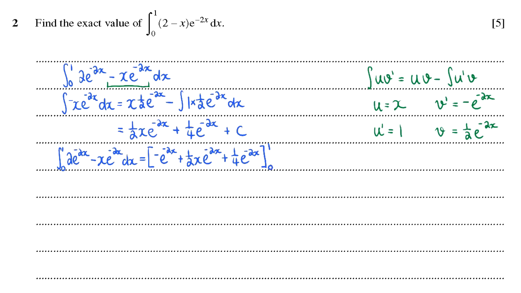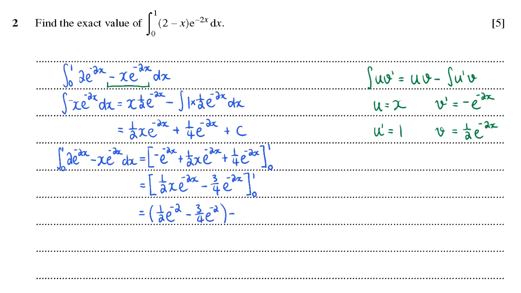It probably would be good to simplify before we substitute. So let's put the e to the minus 2x terms together. We'll leave the x out on its own. That leaves us with a half x e to the minus 2x, and minus 1 plus a quarter is minus 3/4 e to the negative 2x. All right, substituting 1 in for x, we'll get a half, x is just 1, e to the minus 2, minus 3/4 e to the negative 2 again.